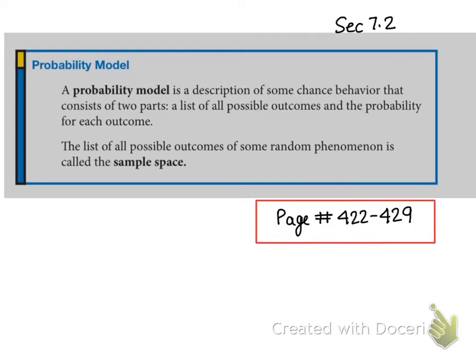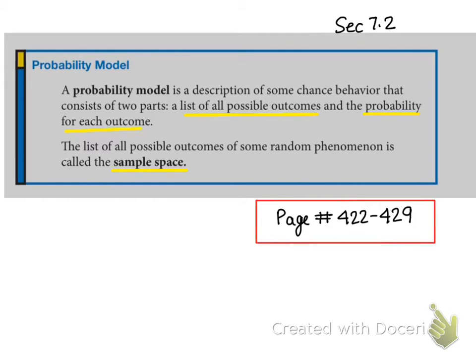The probability model talks about how many possible outcomes there are. It talks about two basic things: listing all possible outcomes, and the probability for each possible outcome. So it first covers how many possible outcomes there are, and then what the chances are for each and every outcome. When you collect all the possible outcomes, that becomes a sample space.